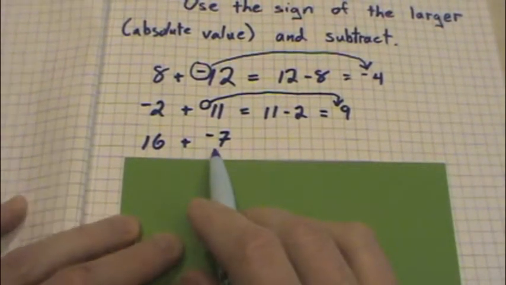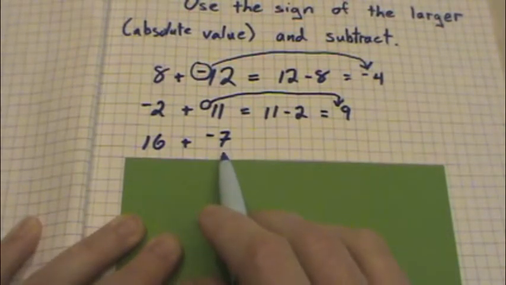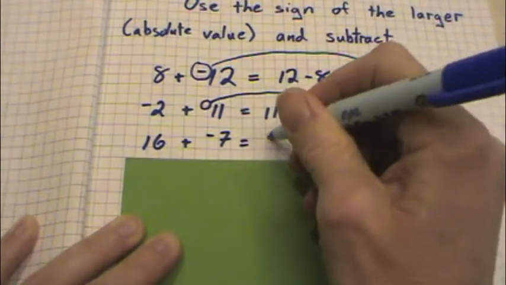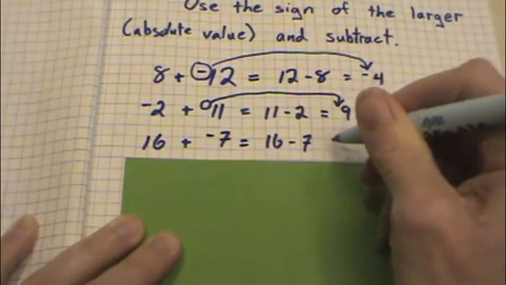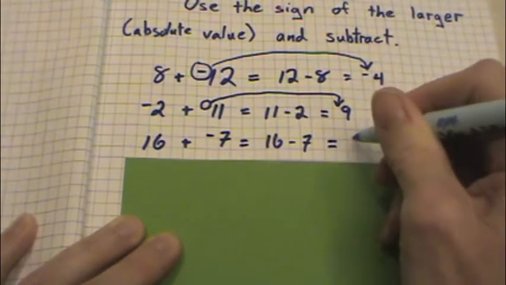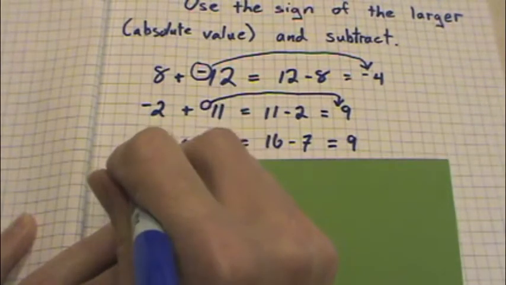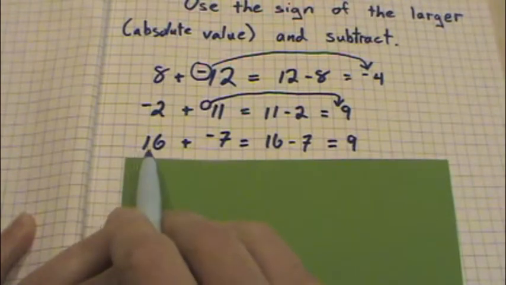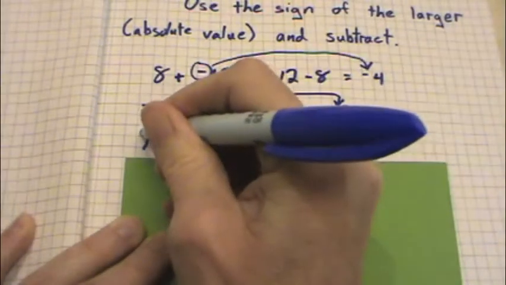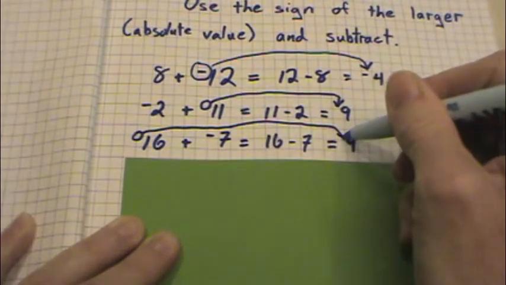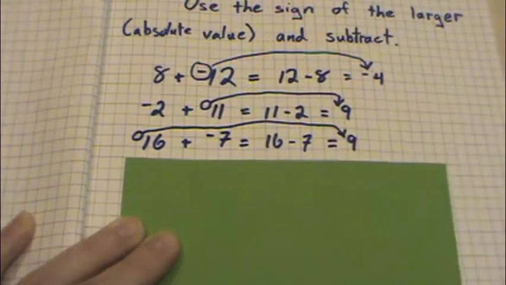Okay, one more. 16 plus negative 7. Which one has the larger absolute value? 16. Subtract. 16 minus 7 gives 9. Look at that, two answers the same in a row. Same thing as before. 16 has no sign, so you assume it's positive. And that means 9 is also going to be positive.